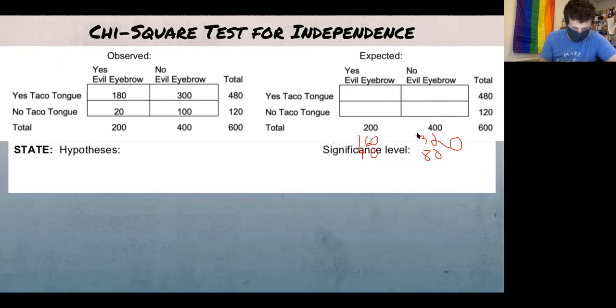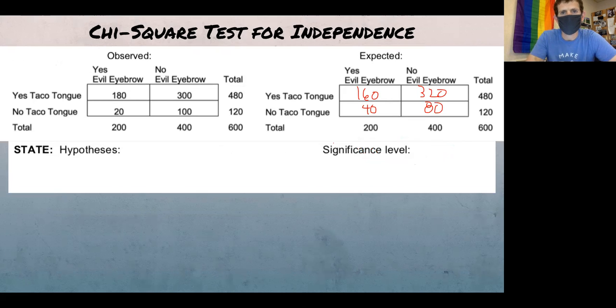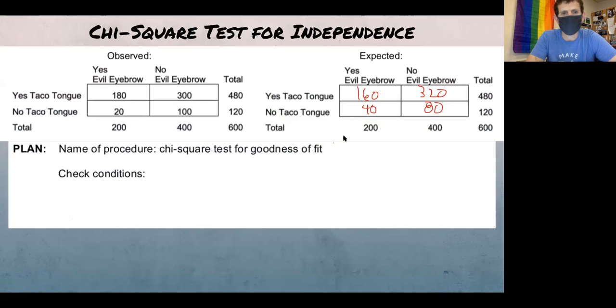Man, I should have just erased it. I didn't realize it was in a different spot. So 160, 320, 40, and 80. There we go. Now I'll get rid of the rest of this. What a goof. All right, so there we are.